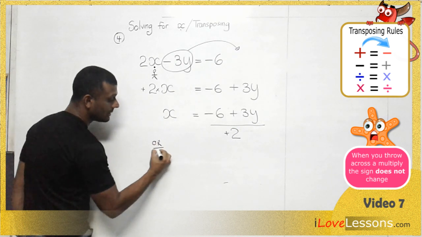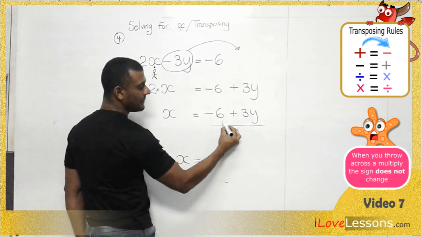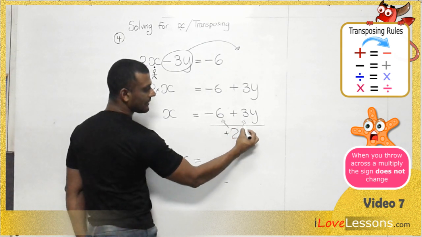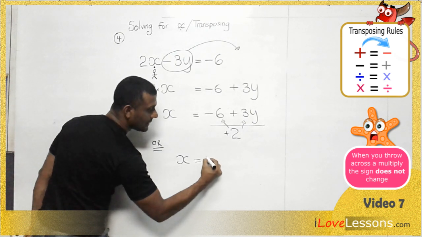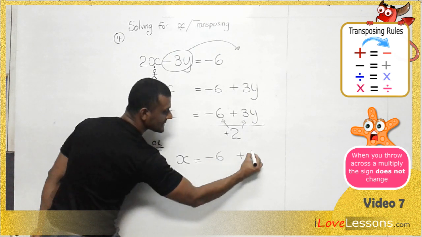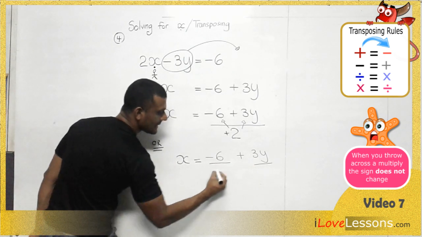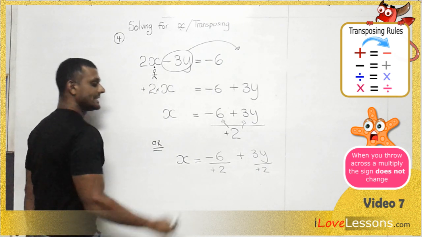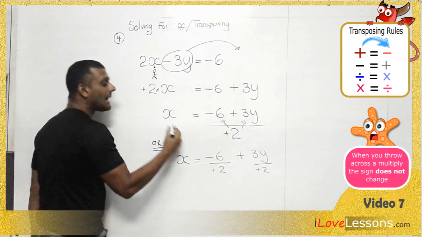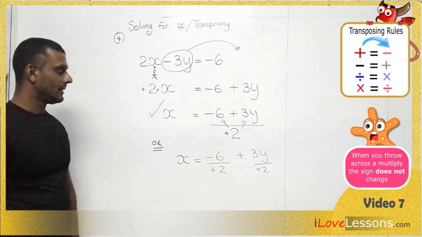Or, x is equal to, this really means that both items get divided by what? 2. So you can also write it like this. You put the minus 6 and the positive 3y, and you write two separate divide signs, and you put positive 2 here and positive 2 here. This is also correct. I, however, would prefer if you stop after here.